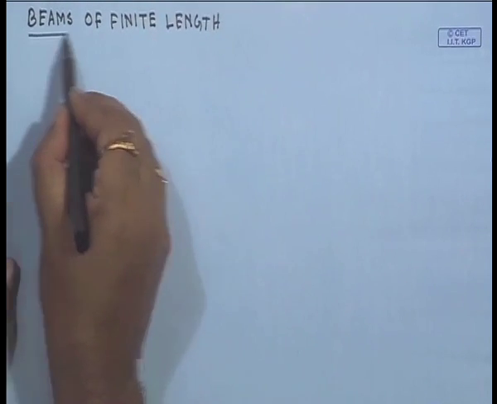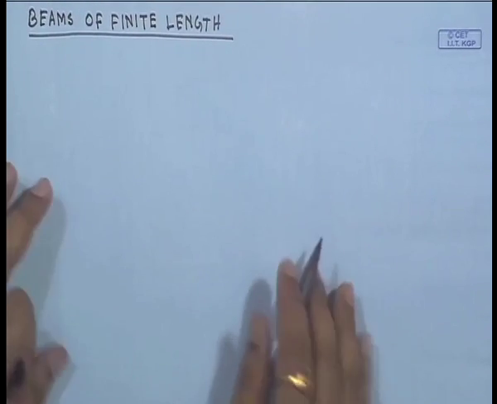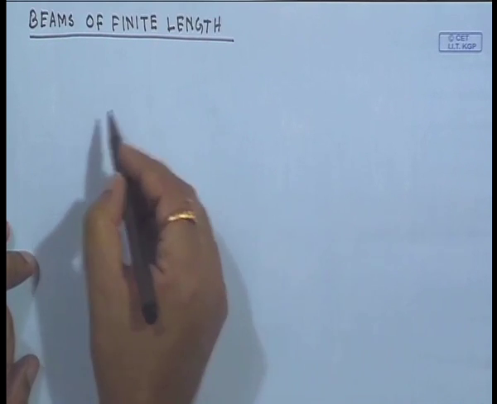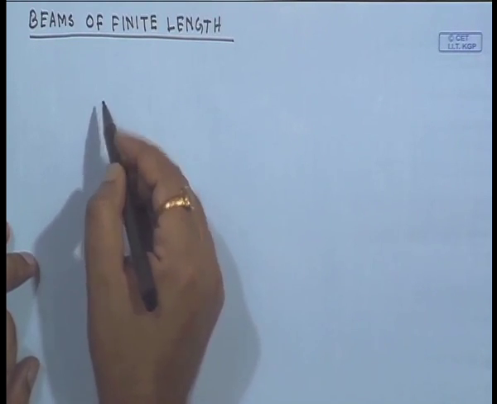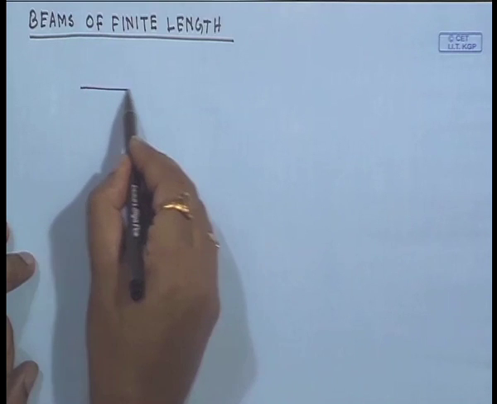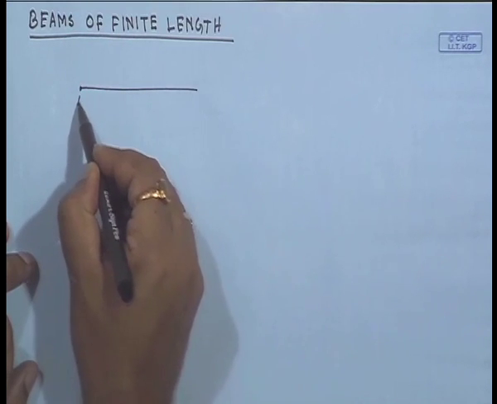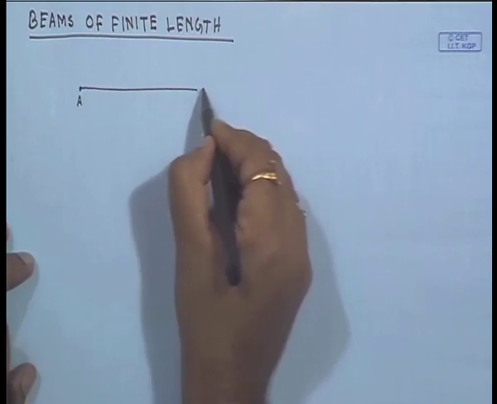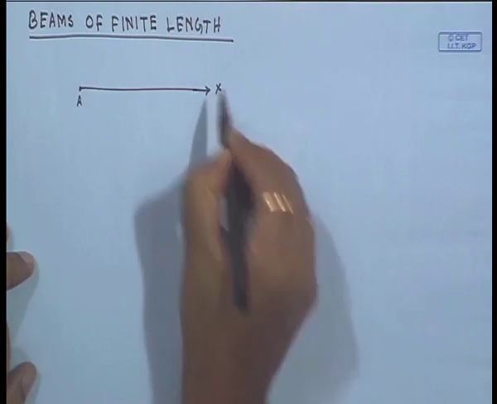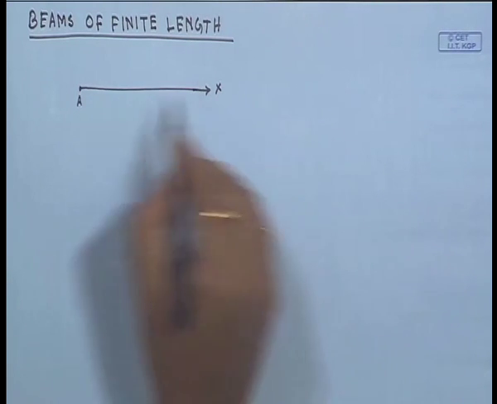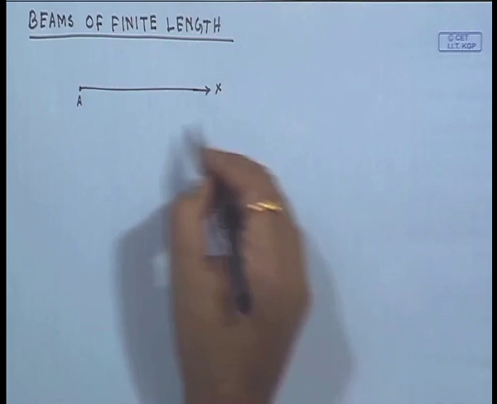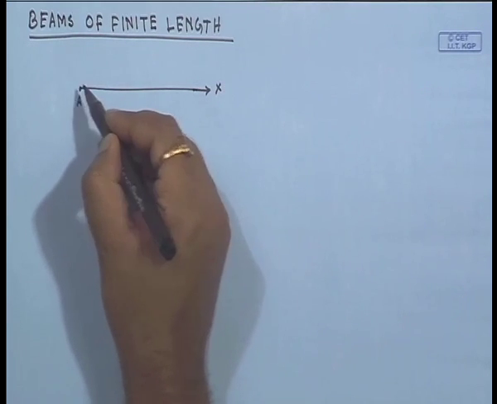So if the beam is of finite length. In the semi-infinite beam that I have discussed, suppose this is end A, the starting point, and the beam is extended in one direction only. So there the solution technique was this.